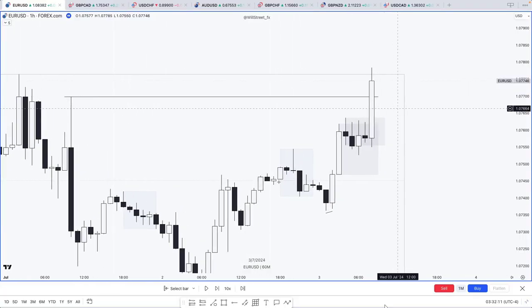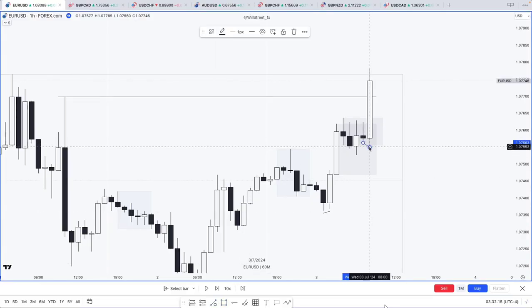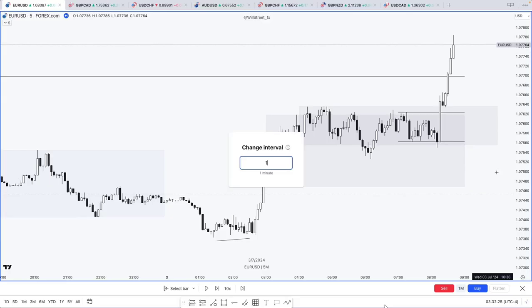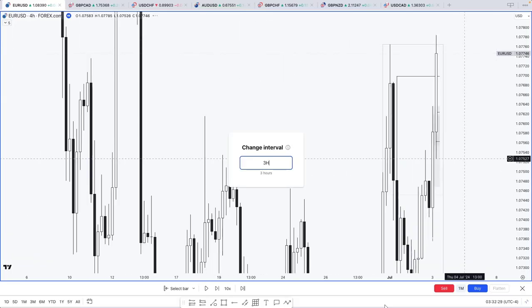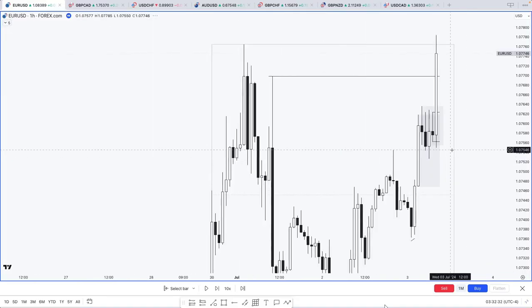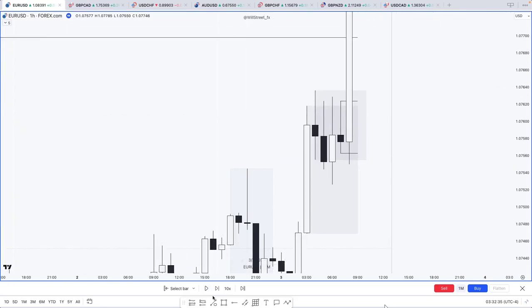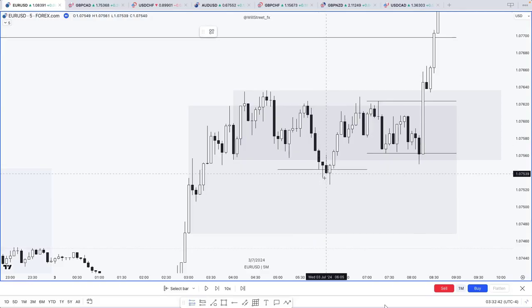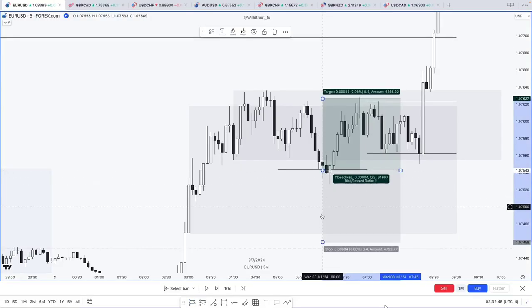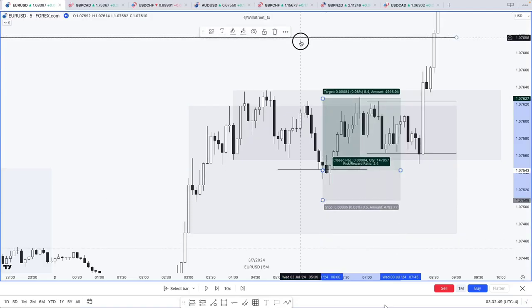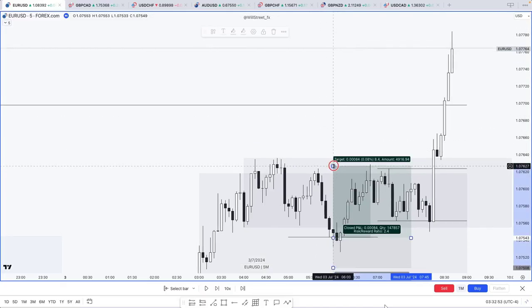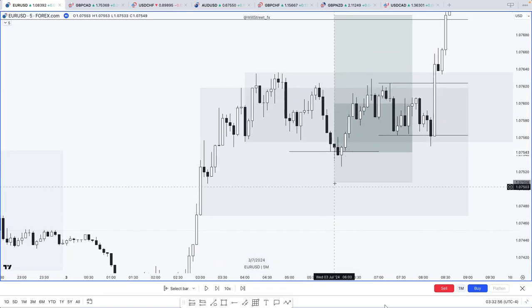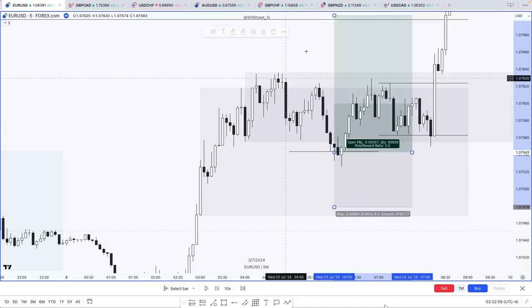Okay. We also had SMT here with a new range giving us the bias. So my long was here. The new candle, 6 a.m., aiming for what? The highs. It was something like this.